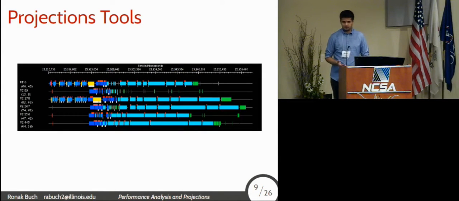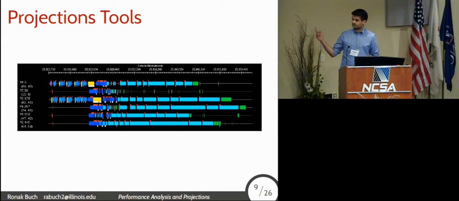Another view that's very similar but slightly more detailed is Timeline. Timeline is basically the bread and butter view of Projections. It's very similar, but it gives you a little more information about the complete execution. So again, the x-axis is time and the y-axis is PEs. You'll see a few additional things in this picture.